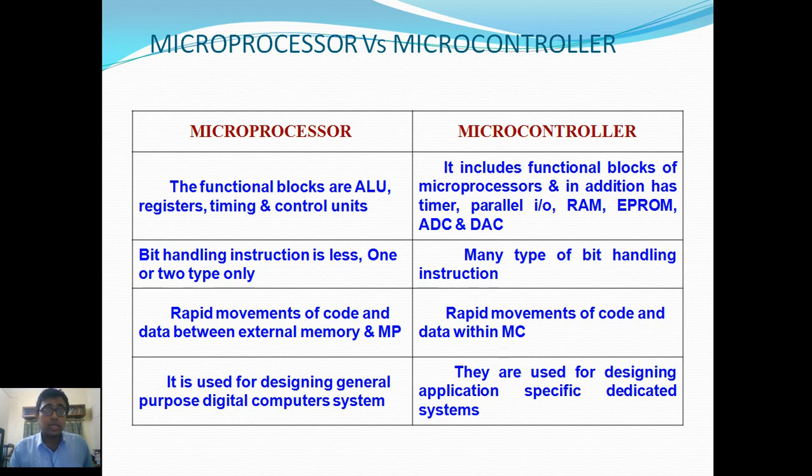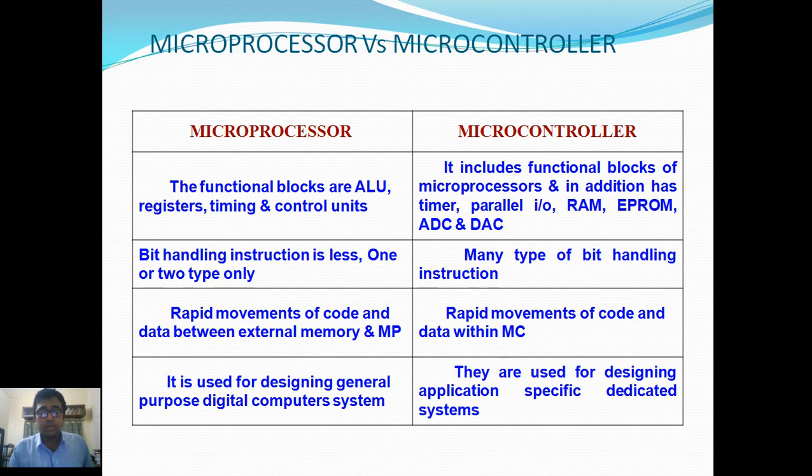In a microprocessor, bit handling instructions are few, only one or two types. That's important. In a microcontroller, many types of bit handling instructions are used, because we use different kinds of peripheral devices and can accommodate them. It needs different kinds of bit handling processes, and needs to understand different bit handling instruction sets for different peripheral devices. In a microprocessor, rapid movement of code and data between external memory and the MP is usually essential, whereas in a microcontroller it is rapid movement of code and data within the MC.